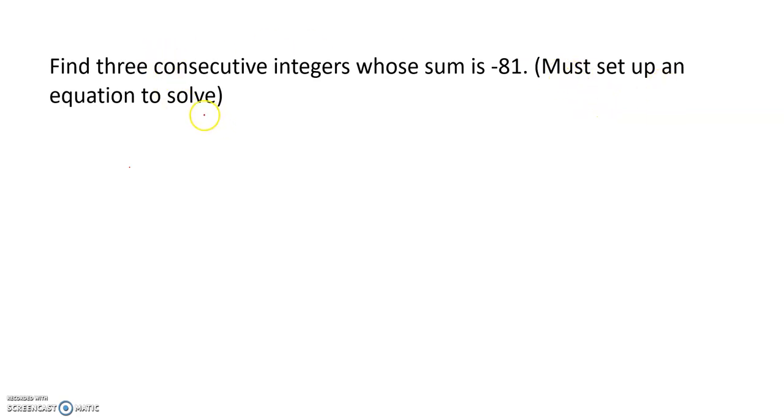I know some of the students might be able to just pick some integers and try to add them up to see if you can get a negative 81. But we don't want you to do it that way, just by trial and error. We want you to learn to use algebra to solve this question. The reason is, for this example, it might be easy to just guess what these three integers are.